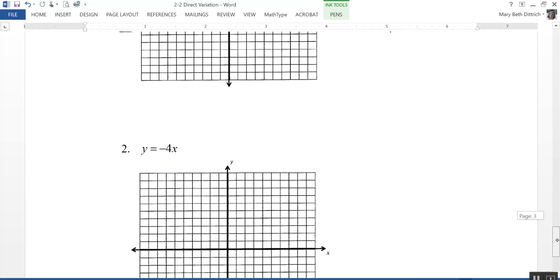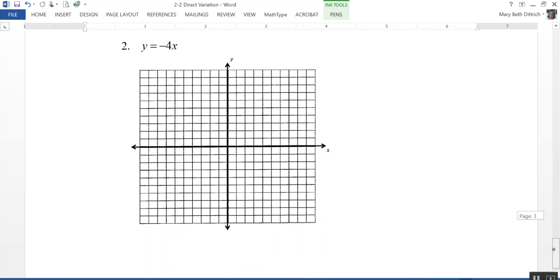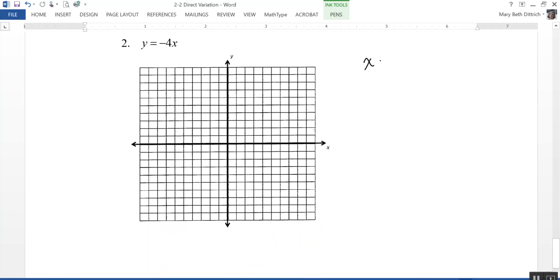Let's try one more here. Here we have y equals -4x. Again, let's make a table of values. This time you'll notice that x is being multiplied by -4. There's no division, so there's no real constraint on picking nice values. I'm just going to do -2, -1, 0, 1, and 2. When x is -2, y is 8. When x is -1, y is 4. 0, 0. When x is 1, y is -4. And when x is 2, y is -8.